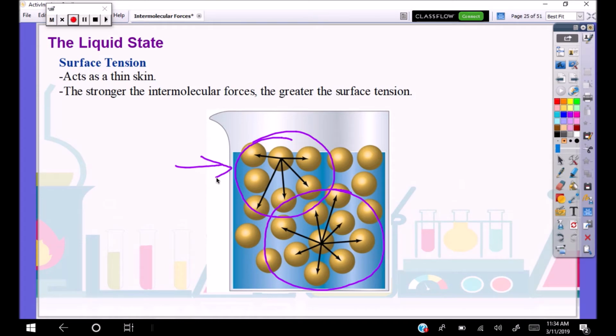If you've ever looked at surface tension, this is the classic lab in biology where you try to get the paper clip to float on the surface of the water. That's because the intermolecular forces and the surface tension of the water is greater than the attraction for the paperclip, and so the paperclip can float. Some spiders can also walk on water as a result of this, because their surface area does not disrupt the surface tension of the water.